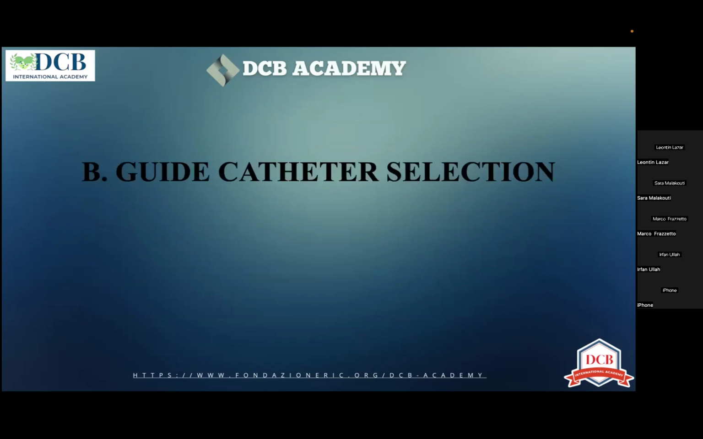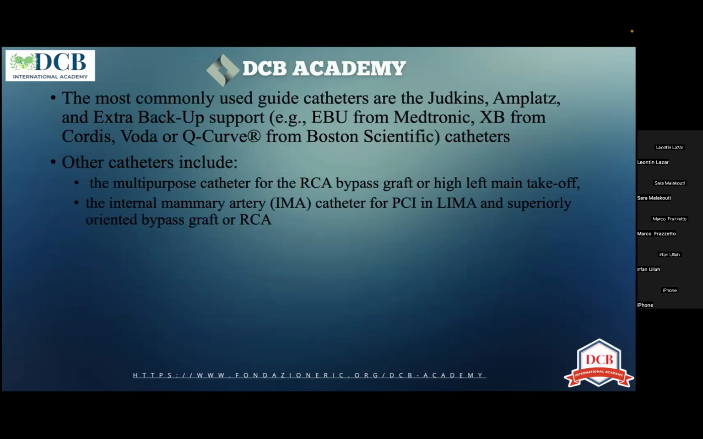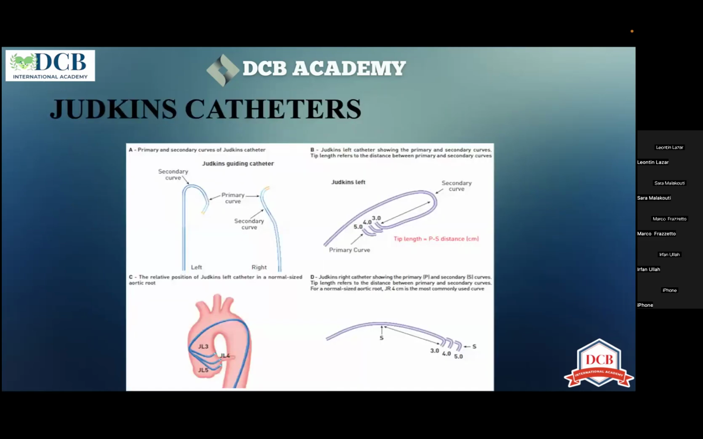Regarding guide catheter selection, things here are simpler because there are not so many guide catheters that we can use. There are some basic catheters that we use for most of the lesions. The most commonly used guide catheters are the Judkins, Amplatz, and extra backup support: the EBU from Medtronic and XB from Cordis. I've never used the VODA or Q-curve. I don't know those catheters. Maybe in other countries you have them. We don't have them. Other catheters include the MPE catheter, the multipurpose, or the internal mammary artery catheter.